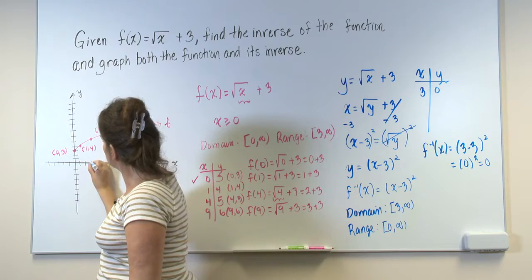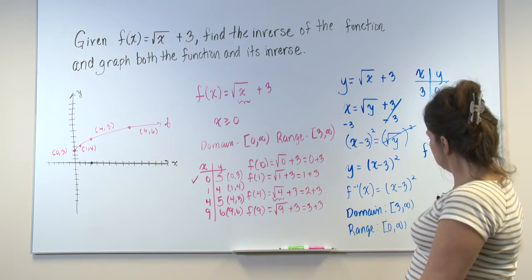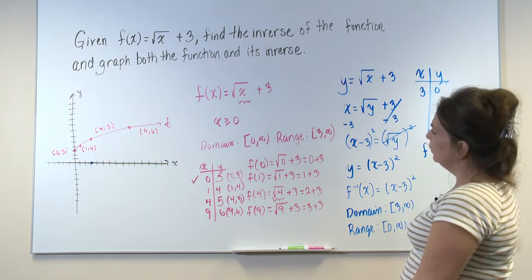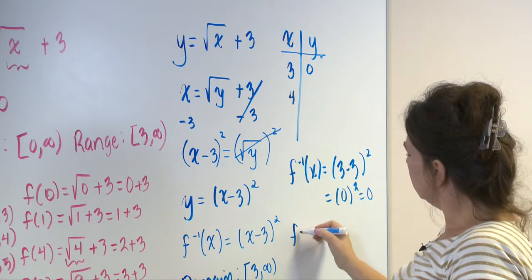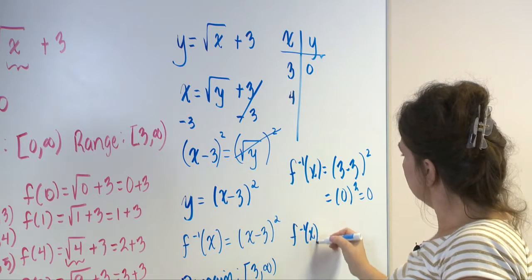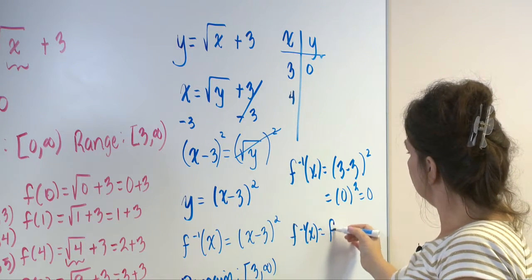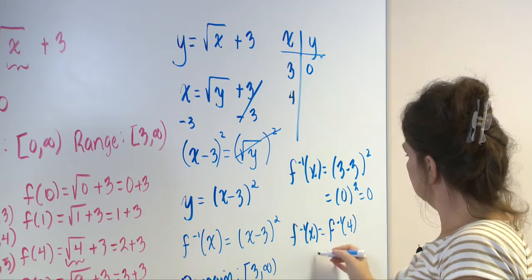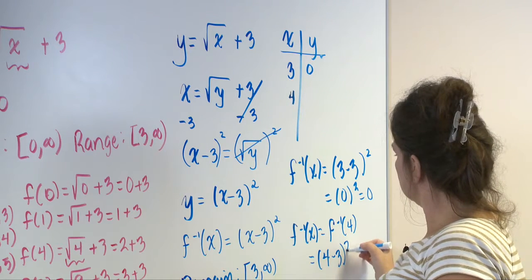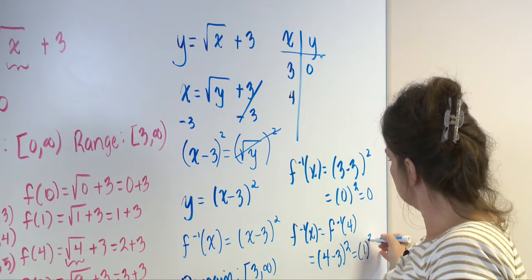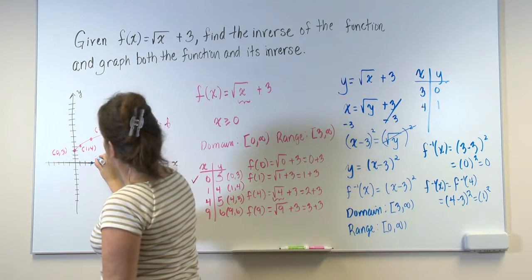(3, 0). And I'm going to select another value for x, and I can select anything greater than or equal to 3. So I'm going to select 4. Plugging that into the inverse function, evaluating for an x value of 4, f inverse of 4 is equal to (4 minus 3) squared, which gives us 1 squared, or 1. And so we have the point (4, 1).